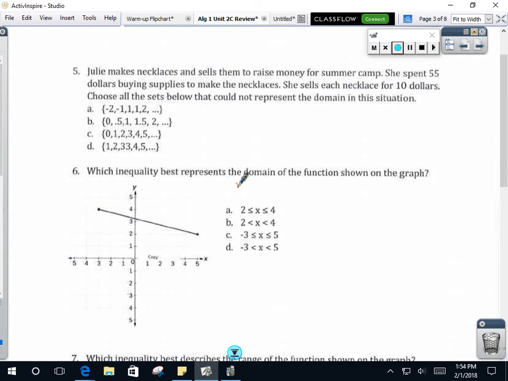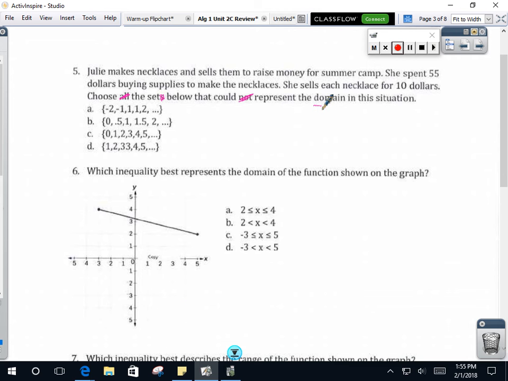Now, I'm going to change up this problem, okay? So I want you to mark out these words. Mark out the word all. Mark out the word not. And then on the word set, just mark out the S. Just leave it set, singular. Okay, so now it says choose the set below that could represent the domain in this situation?